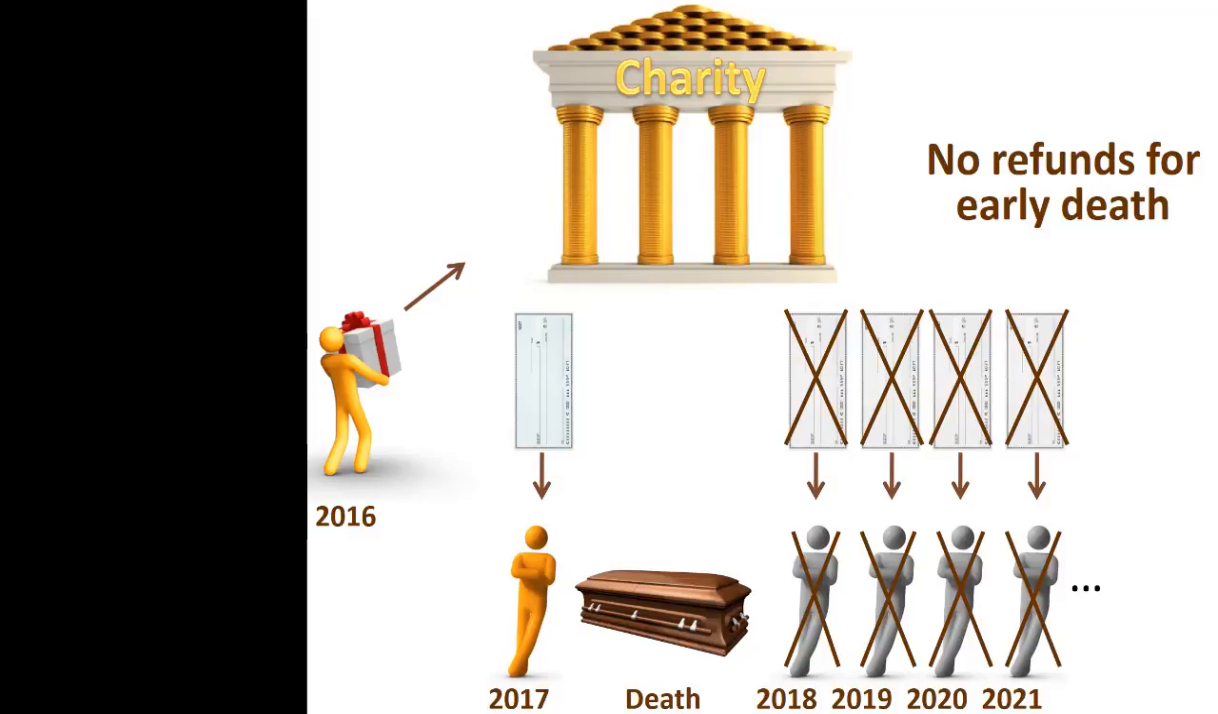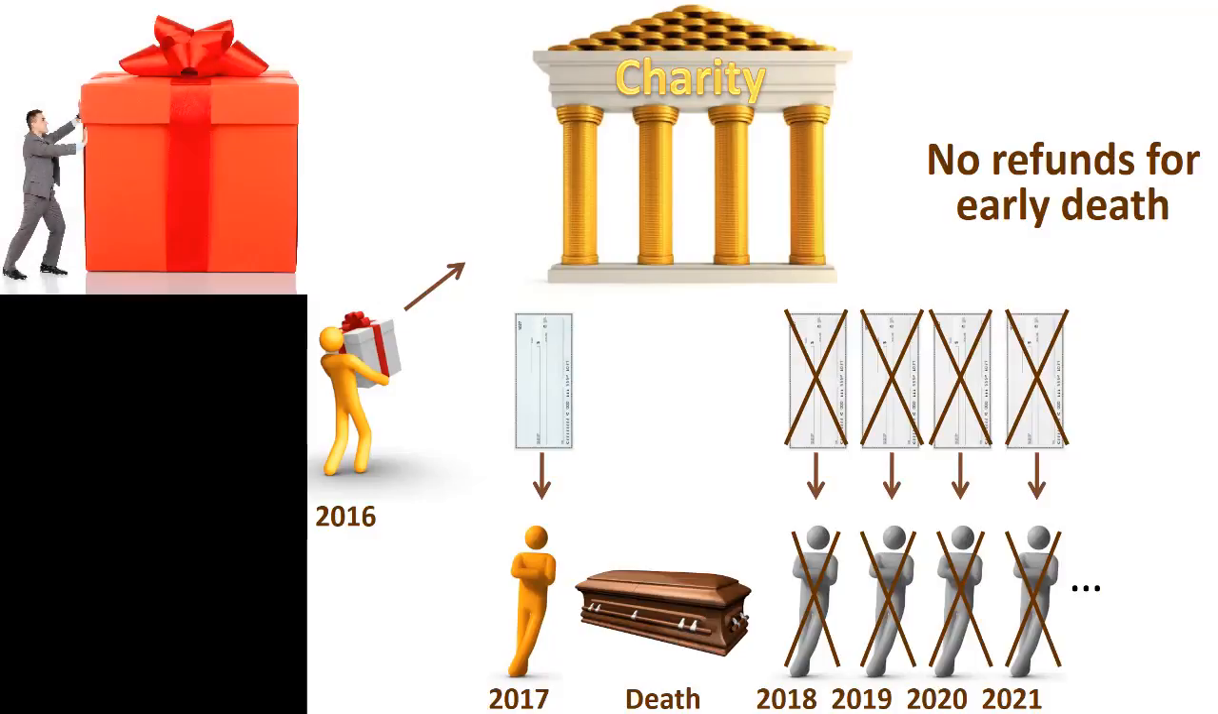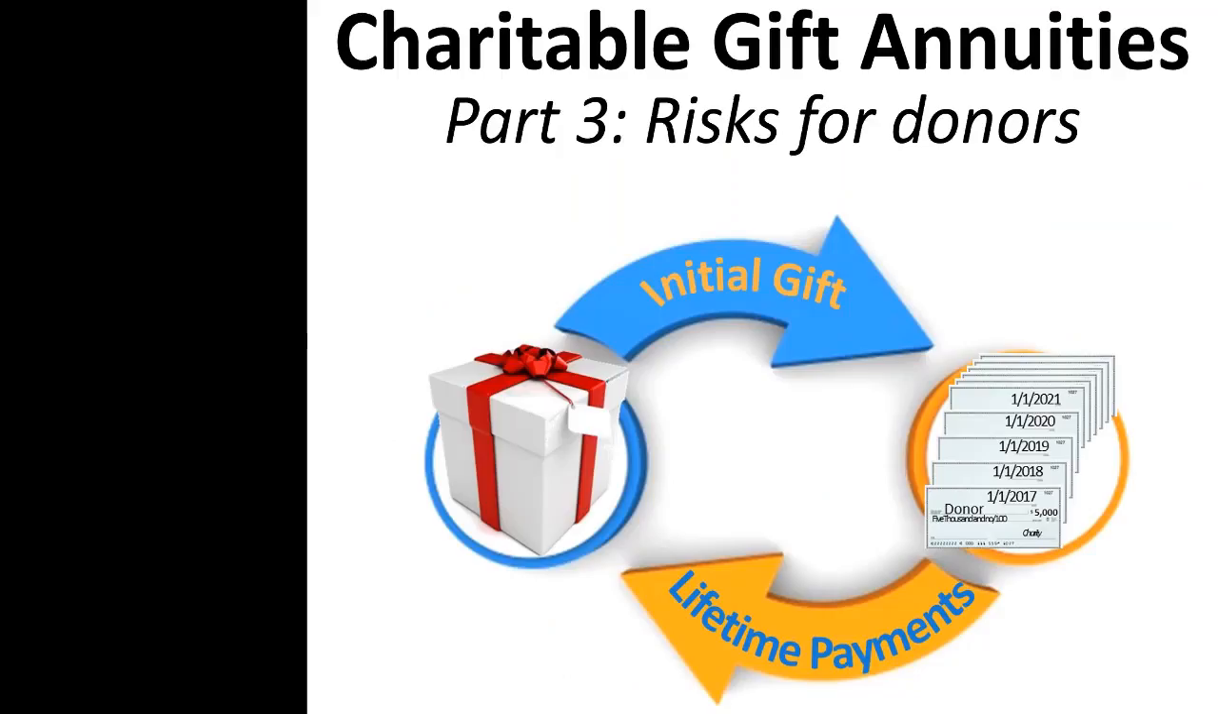From a financial perspective, there is a clear risk in that the donor may receive very few benefits prior to death. However, if the donor's goal was to make a large gift to charity, but not risk outliving his or her assets, then the risk of receiving few payments is less of a concern, as the donor's goal will still be achieved. This has been Charitable Gift Annuities, Part 3, Risks for Donors.